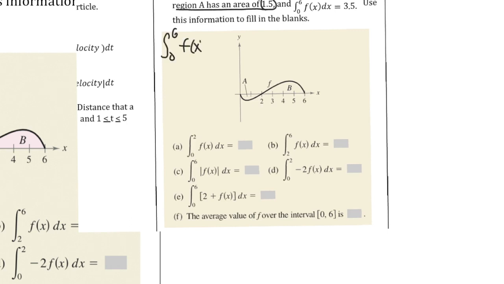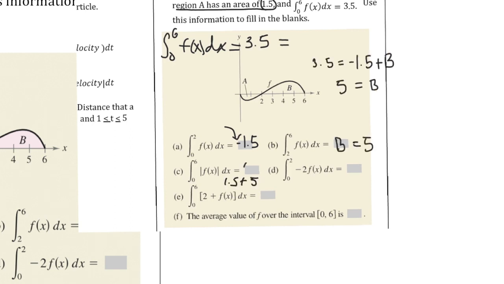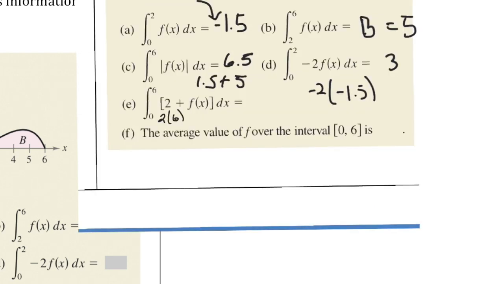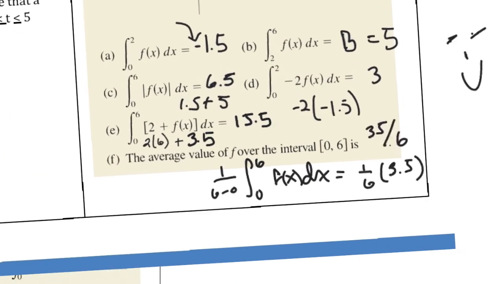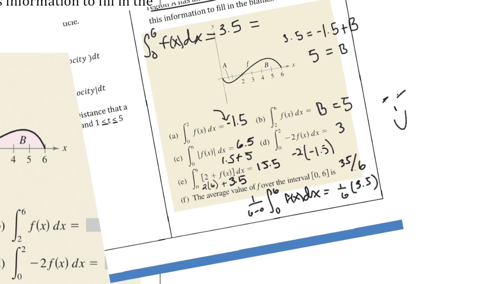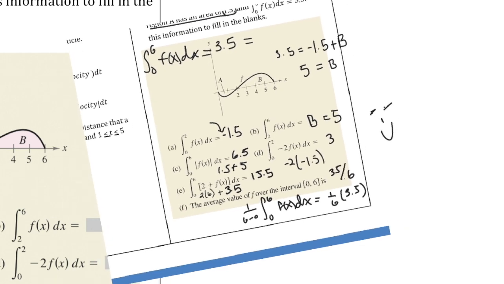For your last question, you were given a graph and some information. The shaded region A is 1.5, and the integral from 0 to 6 is 3.5. So with that information, you should be able to calculate B using that fundamental theorem of calculus. You have many different intervals that you could figure out. And of course, lastly, question F, what is the average rate of change over your interval. So each piece can be found if you know your fundamental theorem of calculus.